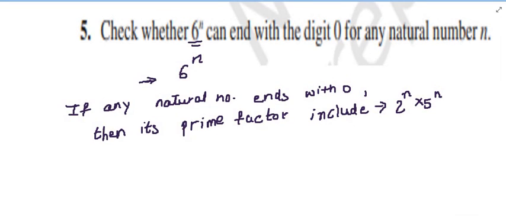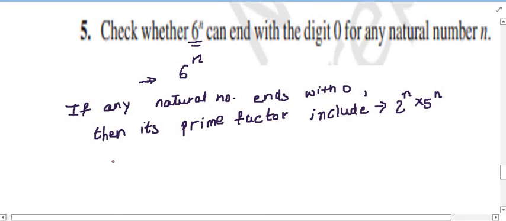Let's understand this with the help of an example. Let's suppose we have to find the prime factors of 10. Prime factors of 10 are 2 and 5. Let's take any other number that ends with 0. Let's take 20. Prime factors of 20 are 2 times 2 times 5. It also has both the prime factors 2 and 5. It also includes 2 and 5.